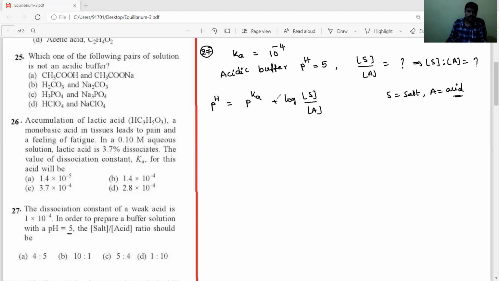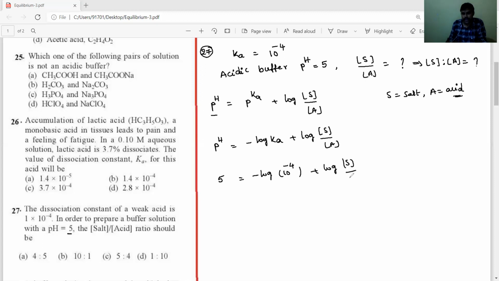Okay, students. Now you have to substitute the pH value. We know this formula: pH is equal to pKa, that means minus log Ka, plus log concentration of salt by concentration of acid. So the pH 5 they gave, and minus log Ka, the Ka value they gave, dear students, is 10 to the power of minus 4, plus log salt by acid.